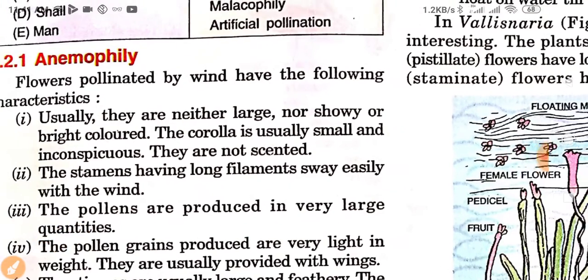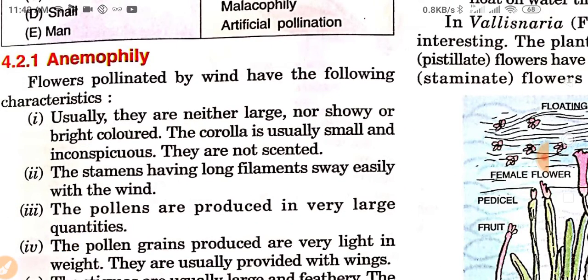Now we will read about them in detail. Anemophily. Flowers pollinated by wind have the following characteristics. Usually they are neither large nor showy or brightly colored. The corolla is usually small and inconspicuous. They are not scented. This is the first feature of flowers pollinated by wind. Because they are pollinated just by wind, they do not need to attract insects. That's why they are not very bright in color, they are not very large, and their corolla is also small. They have no aroma or scent to attract insects, because they are pollinated just by the wind, so they do not need all these things.